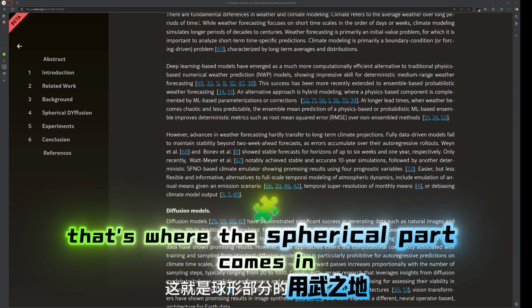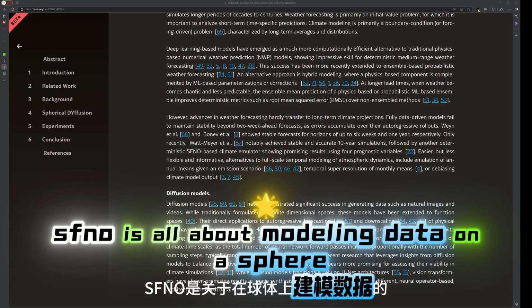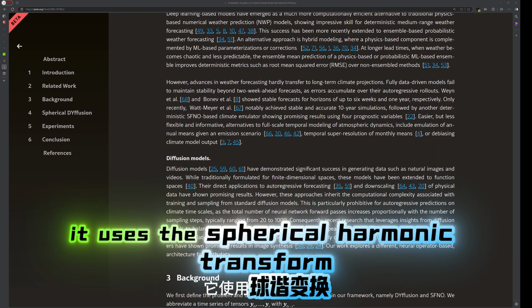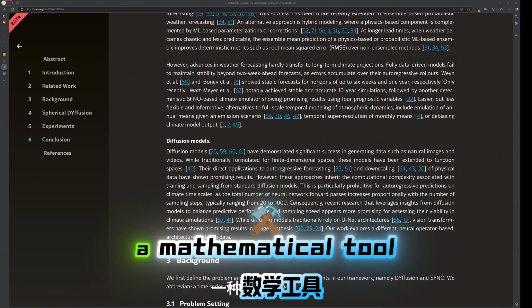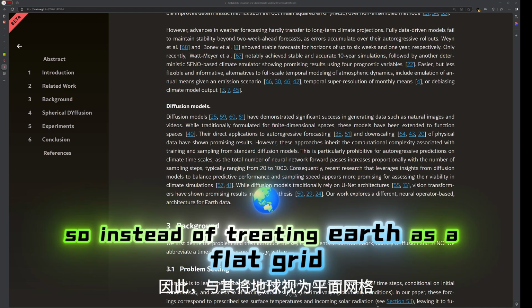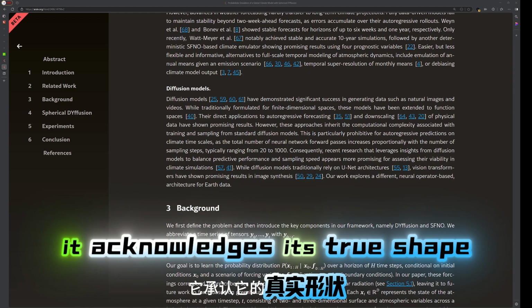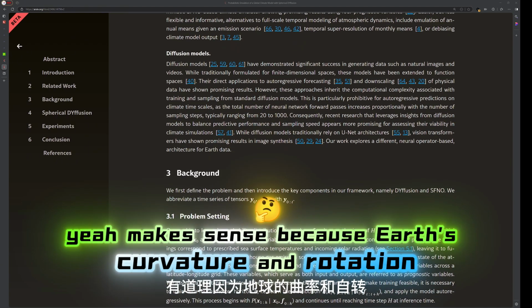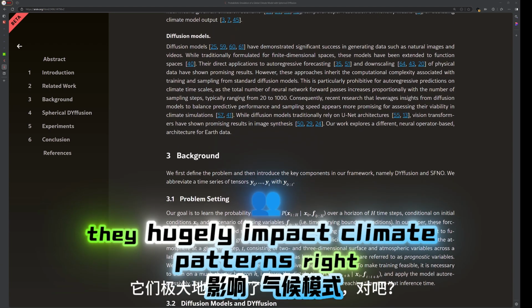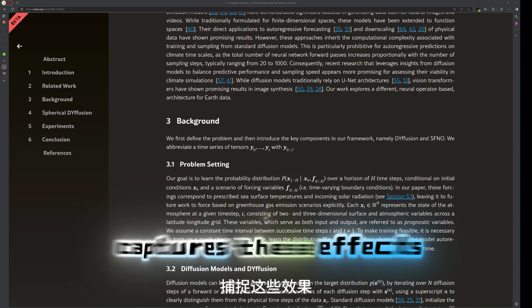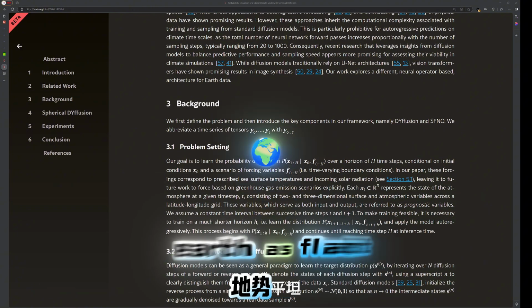That's where the spherical part comes in. SFNO is all about modeling data on a sphere, our planet's shape. It uses the spherical harmonic transform, a mathematical tool, to break down global data into its fundamental patterns. So instead of treating Earth as a flat grid, it acknowledges its true shape. Yeah. Makes sense, because Earth's curvature and rotation, they hugely impact climate patterns, right? Absolutely. SFNO captures these effects much better than models that might just treat Earth as flat.